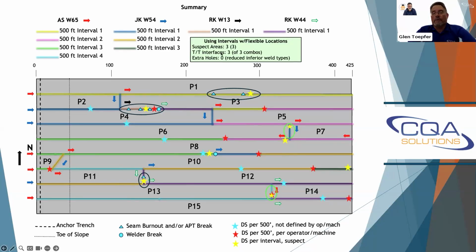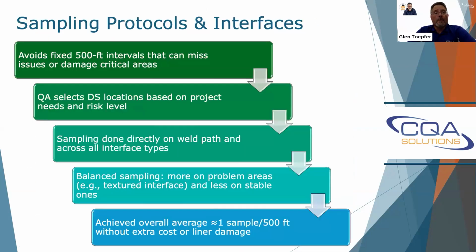So when you look at it, the suspect areas that I thought were suspect, I'm able to hit 3 out of 3, keeping it in my sampling frequency. Textured to textured interfaces, I was able to hit all 3 of the different combinations, and I still kept it in my 1 per 500. And I didn't put any extra holes in the geomembrane because I took them where there were already existing holes. I just think that's a better way of doing it. That's a way it can be done, I guess, that I think can help, and you can get your interfaces targeted. And this is really pretty much a summary of it, directly on the weld path.